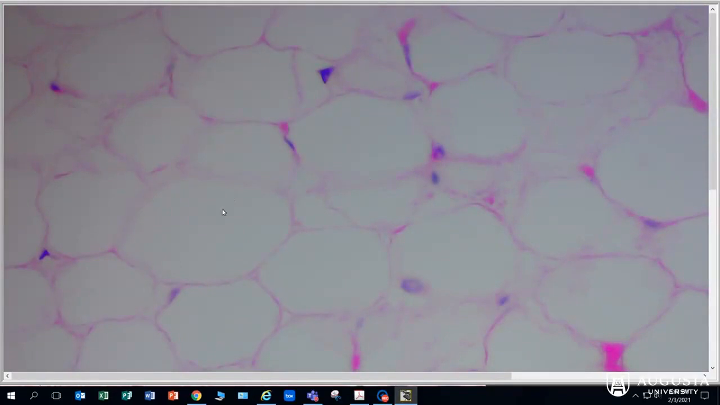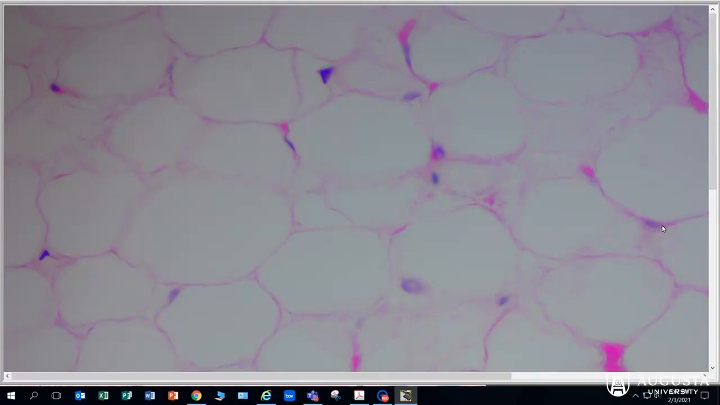So here we see individual cells. Right here we have a beautiful cell. We can see the plasma membrane, and this cell is filled with a humongous lipid-filled bubble. So here's the plasma membrane. This is the nucleus of the cell. Here's the nucleus of the cell.